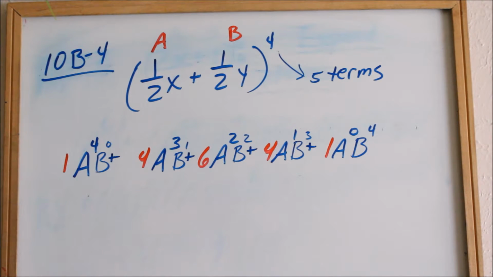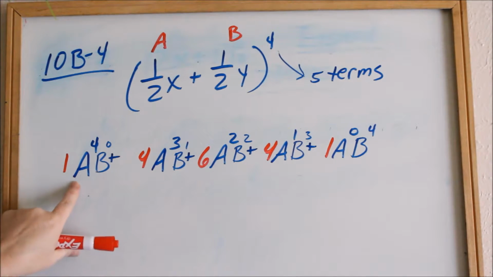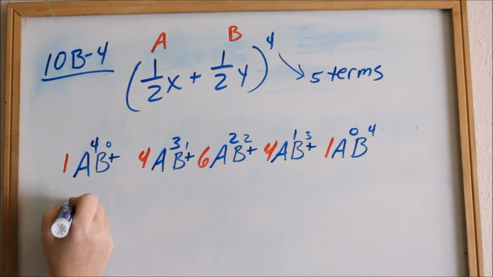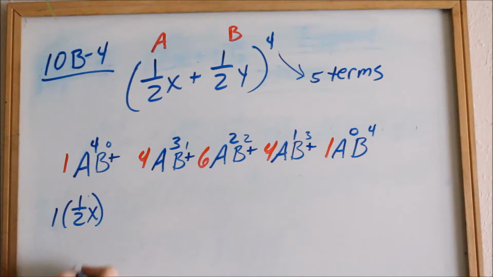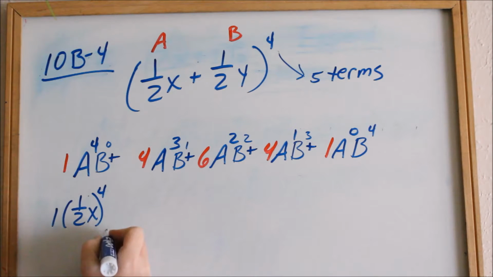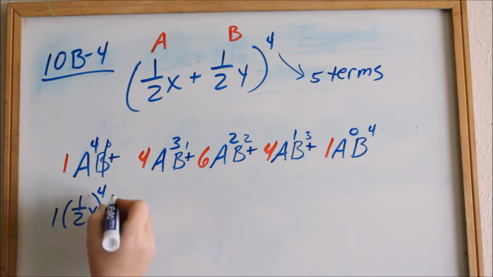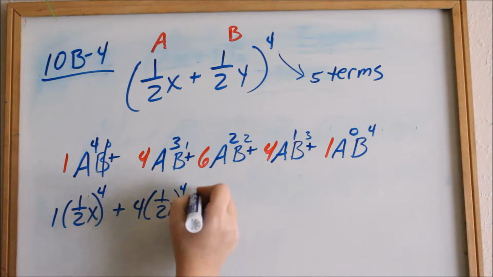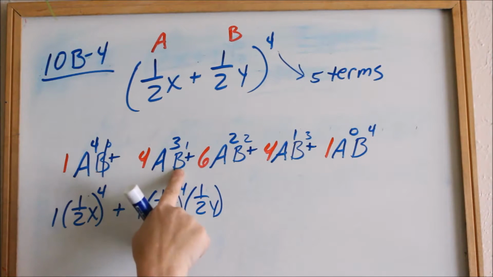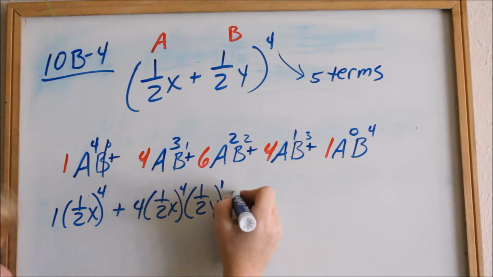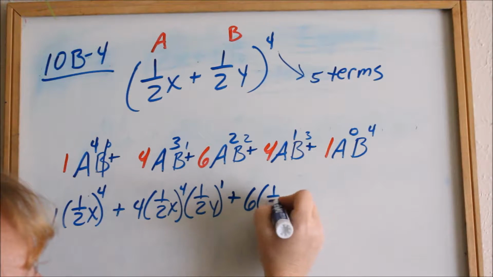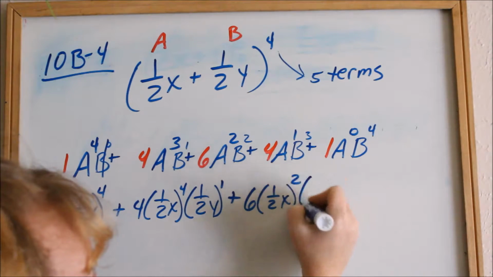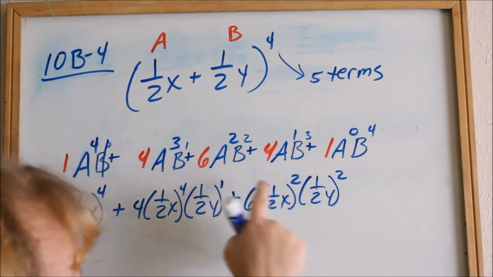Okay, now we're ready to put in our numbers from our actual problem. We said everywhere we see an A, we're going to put in 1/2 x. So here we have 1 times 1/2 x, and I put that whole thing in parentheses, raised to the 4th power. B to the 0 is just 1, plus 4 times 1/2 x raised to the 4th power, and then 1/2 y, because B is 1/2 y to the 1st power, plus 6 times 1/2 x to the 2nd power, we're putting in for A, and then for B we put in 1/2 y raised to the 2nd power.